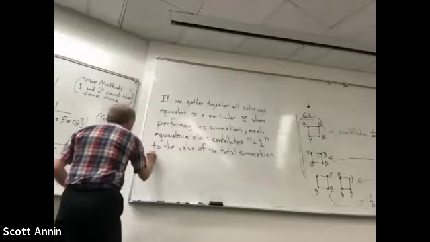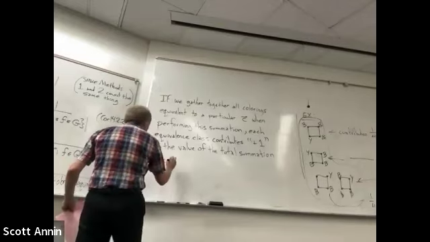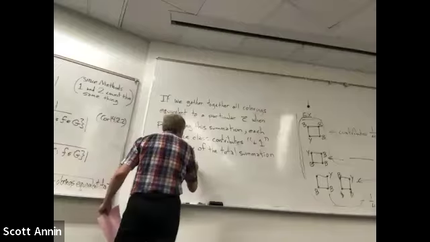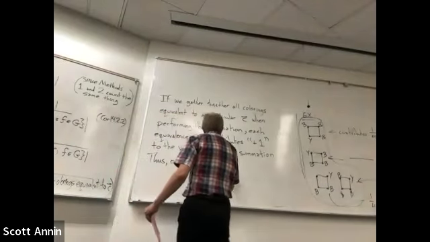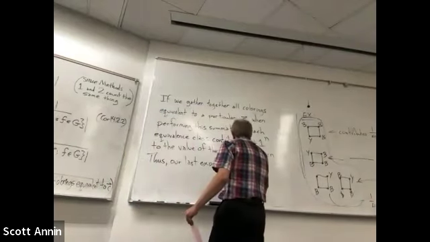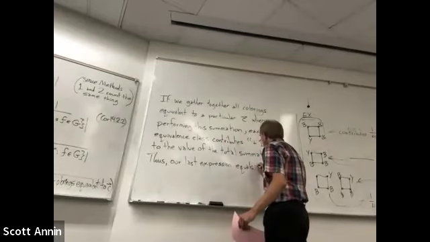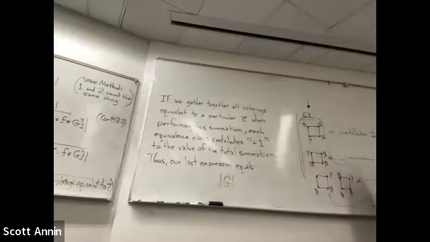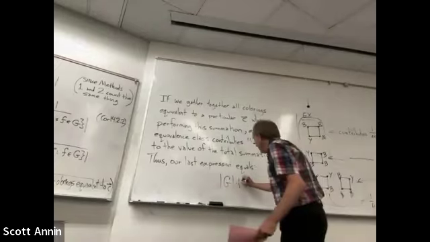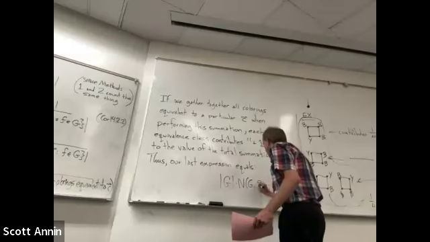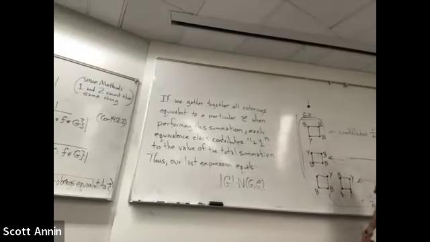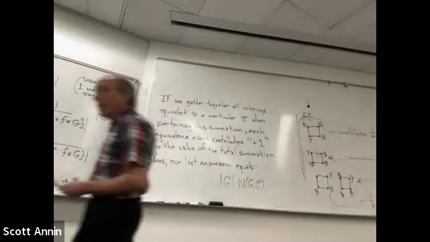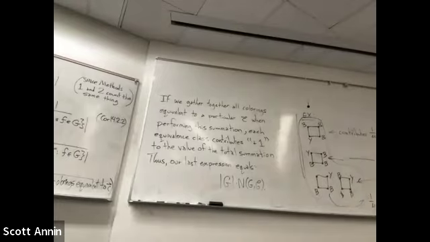So thus, our last expression equals the size of G, which was out in front of the summation, multiplied by the n of G comma C. And that is the proof. That is the whole proof.